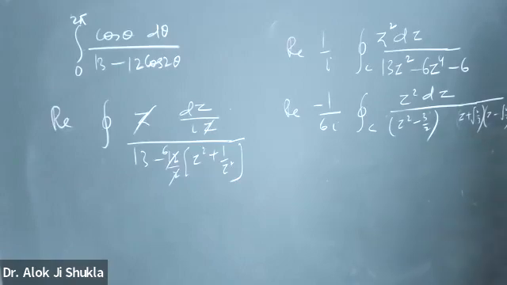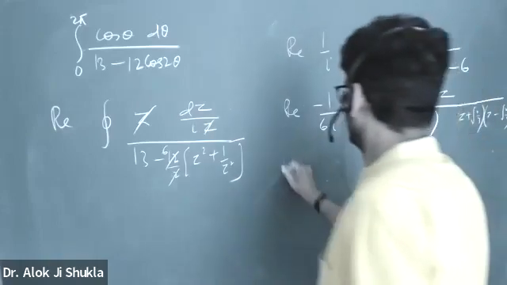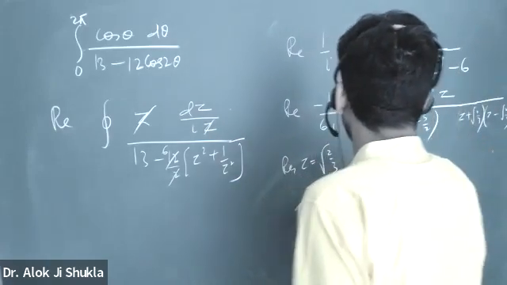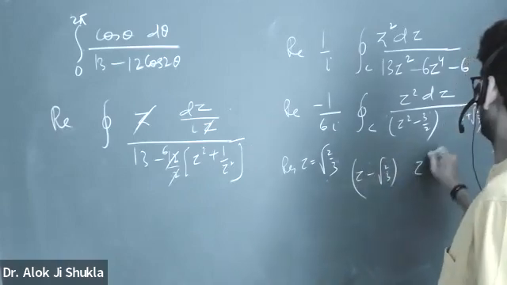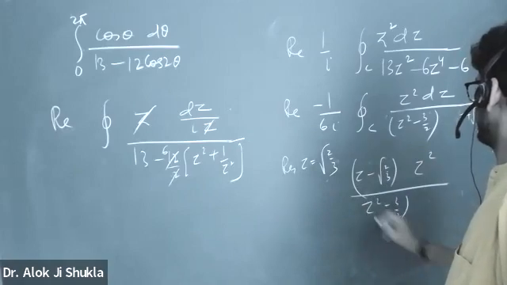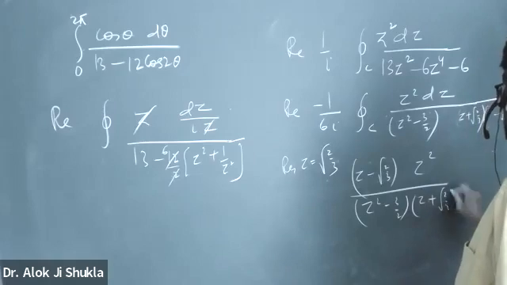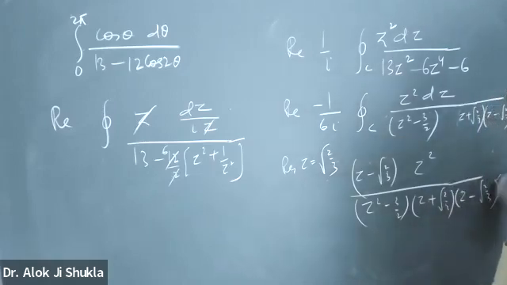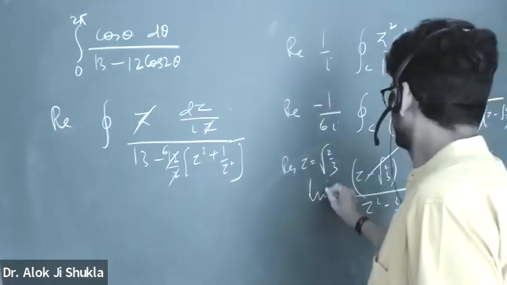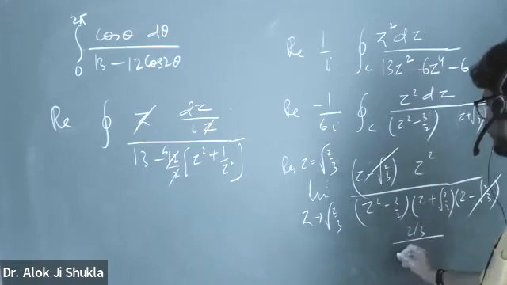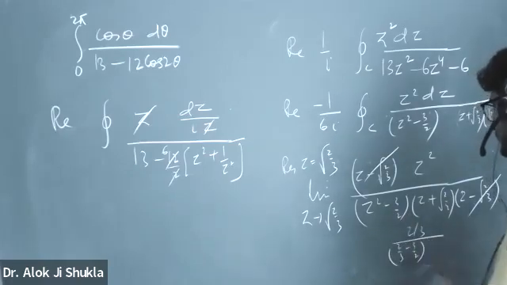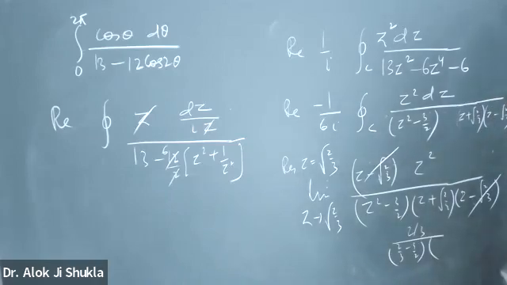These two are inside, so calculate the residue. First residue is at z equal to root 2 by 3. It will become z minus root 2 by 3 into z square upon z square minus 3 by 2, z plus root 2 by 3, z minus root 2 by 3. This will cancel, and limit z tending towards root 2 by 3. So what will this be? Here we will get 2 by 3 upon 2 by 3 minus 3 by 2, and here 2 times root 2 by 3. How much will it come?